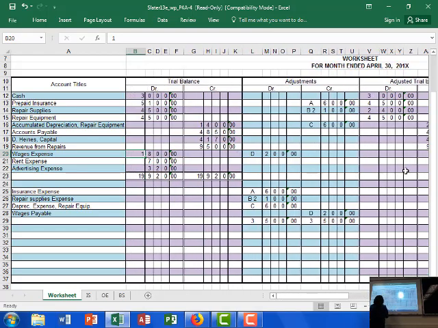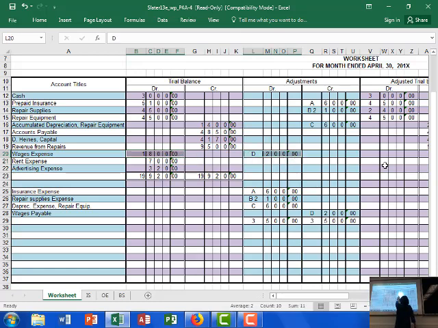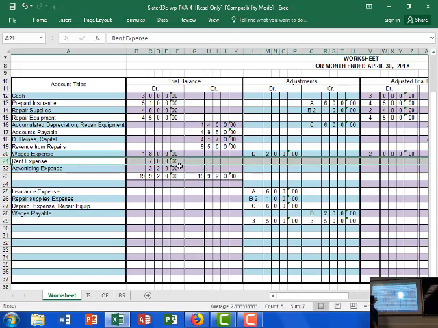Now here we go, wages expense. $1,800 that we started out with, we now have an additional $200. So what do we do here? Do we add or do we subtract? Add. We add. So now 1,800 plus the 200 is the $2,000 going into wages expense as the new balance. Rent expense. Did we do anything with that? Nope, so that comes over.